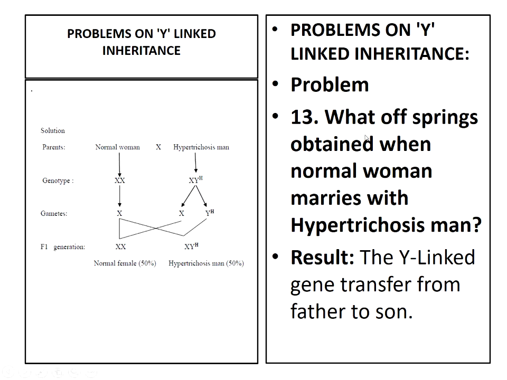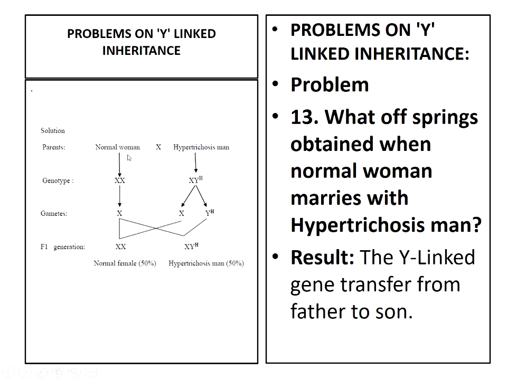So next, the problem on Y-linked inheritance. What offspring are obtained when a normal woman marries a hypertrichosis man? What is going to happen, and what is the result? Here it is holandric, meaning it is only confined to males but not to females. So let us look at the solution.